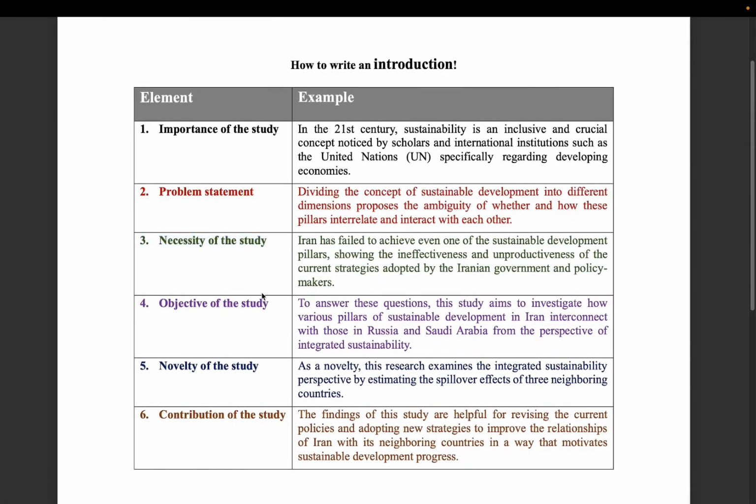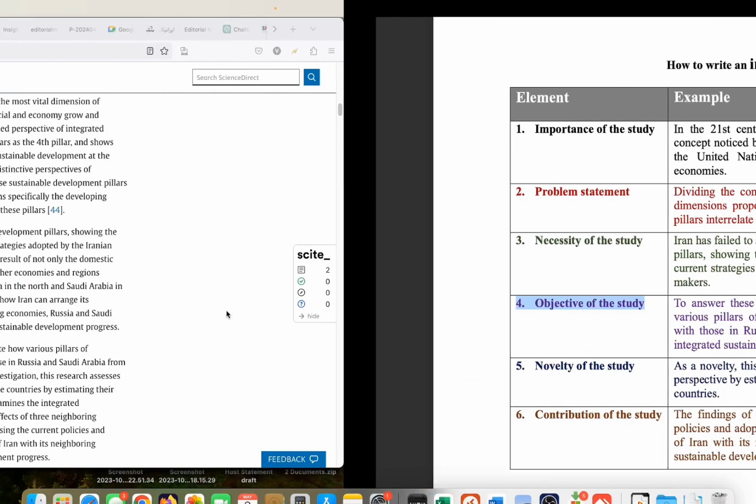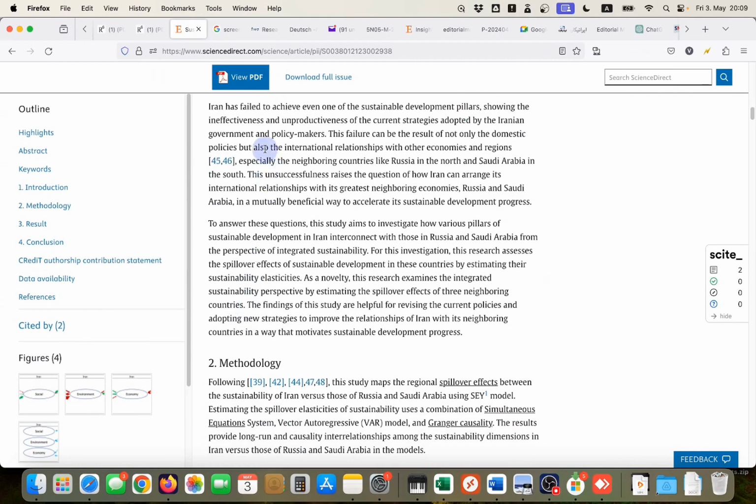After that, the introduction expresses the objective of the study, exactly after the necessity of the study, and using a clear statement in the first sentence of the paragraph, preferably the last paragraph of the introduction. This sentence expresses that to answer these questions or to address these ambiguities, this study aims to investigate how various pillars of sustainable development in Iran interact with those in Russia and Saudi Arabia.